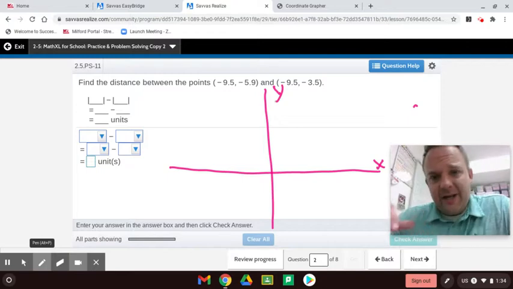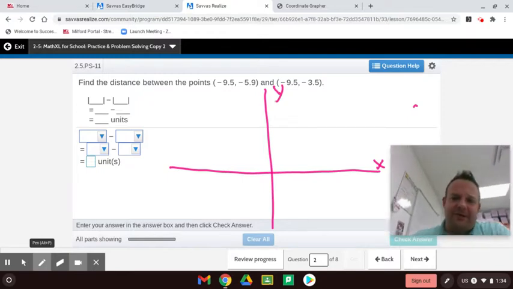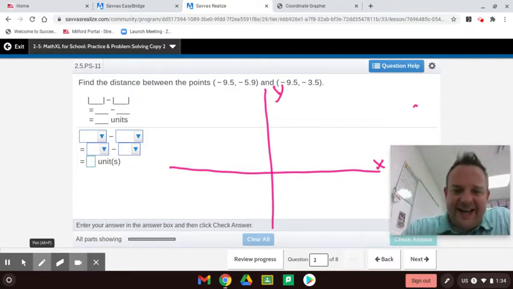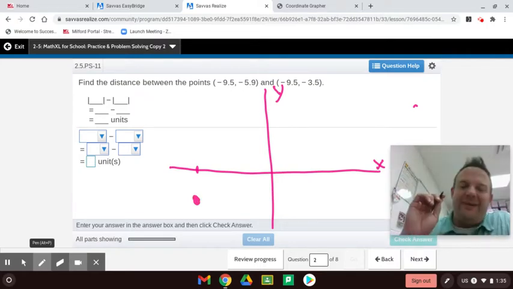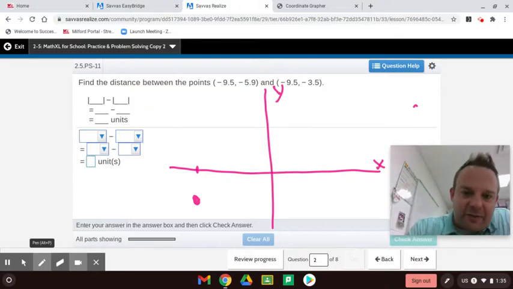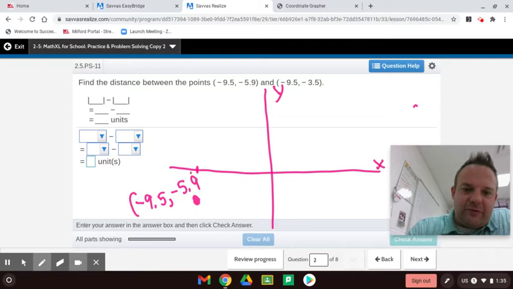Here's how I suggest you do this, guys. Okay, you ready? Negative 9.5. I'm estimating it to be about there. And then down negative 5.9. I'm estimating it to be about here. It might be off a little bit, but here's the key point, guys. In your math notebook, do this. Write the ordered pair, and this will help you.